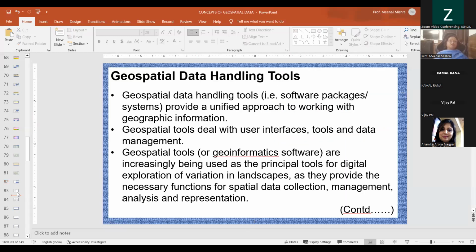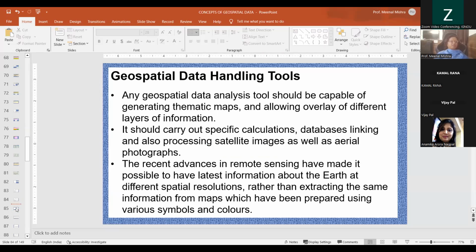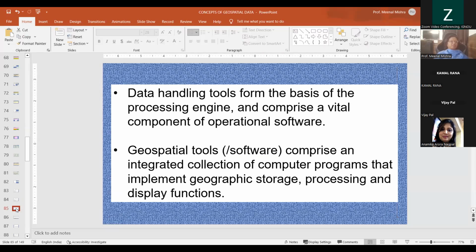To start with, what are data handling tools? We say data handling tools. What are they? They are not any hammer or some shovel or spade. They are simple software or software packages which help you in handling geospatial data. Very quickly, there are many slides on this.